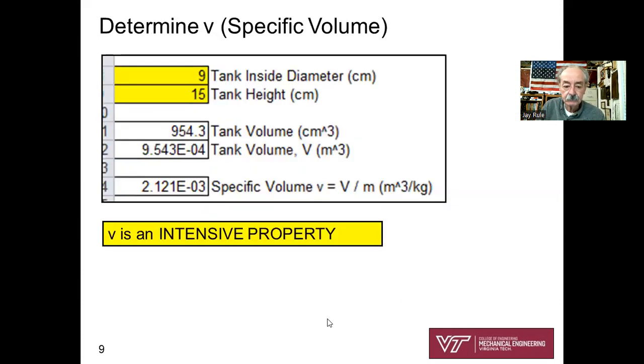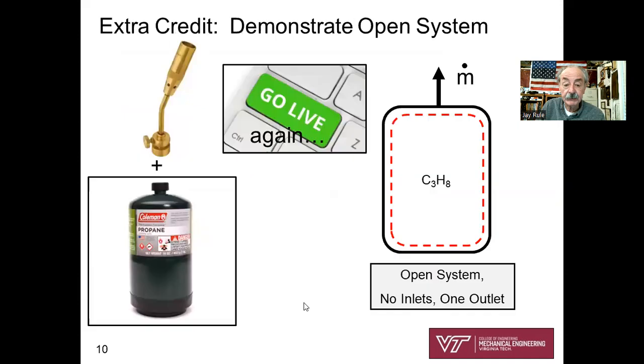Okay. We got the specific volume done. Now let's demonstrate an open system. I've got this nice tank here. How would I demonstrate an open system? How do I turn a closed system into an open system? So you're going to have to excuse me, I'm going to put this nozzle on here. I've got a little propane burner tip.